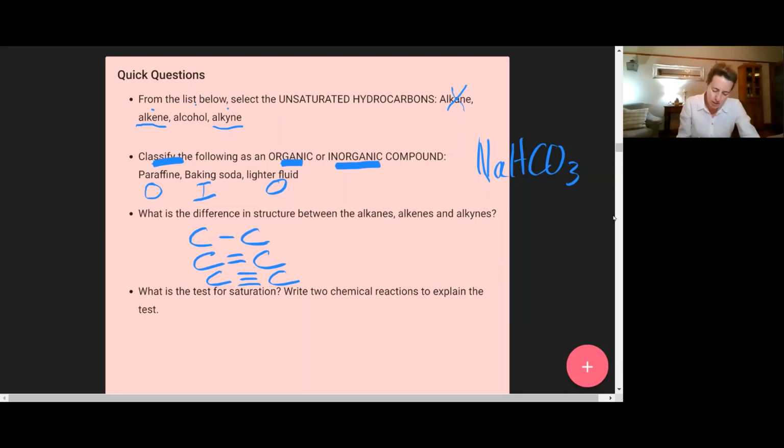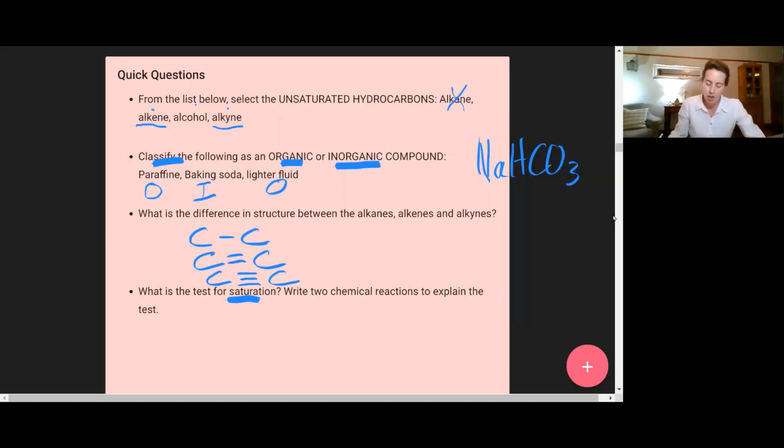What is the test for saturation? Write 2 chemical reactions to explain this test. Of course, the test for saturation, as we have said, is the bromine test, where you add bromine water to your 2 unknown substances. If it reacts really quickly and it discolors really quickly, we know that is an unsaturated compound containing double bonds. But if it does not discolor at all or take a very long time to discolor, we know that is a saturated compound because it only contains a single bond between carbon atoms.